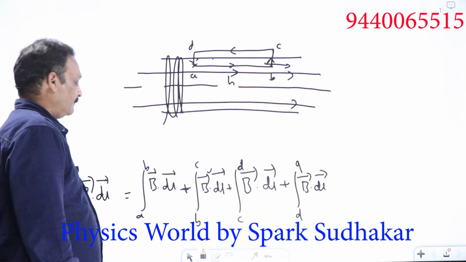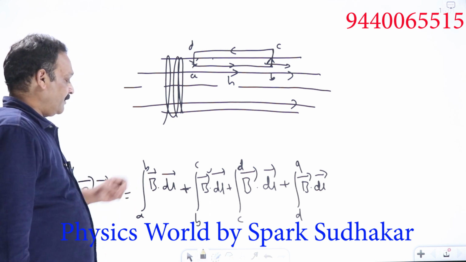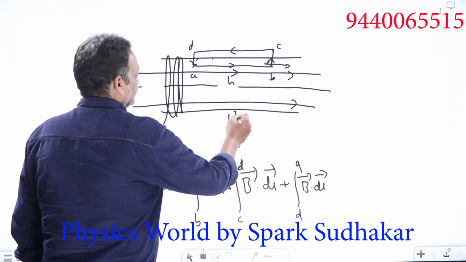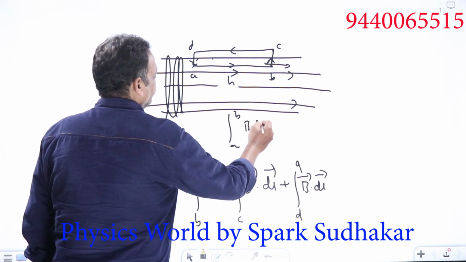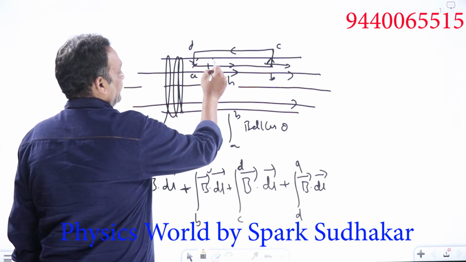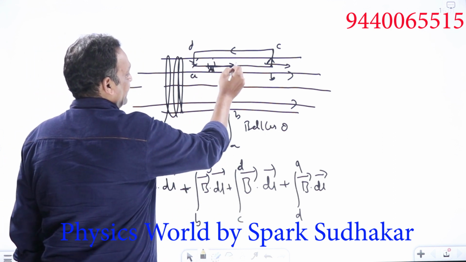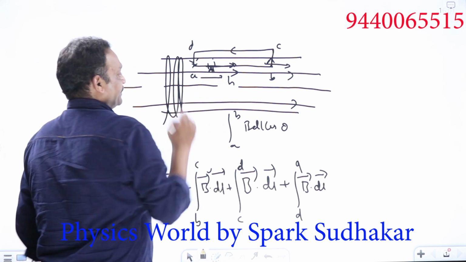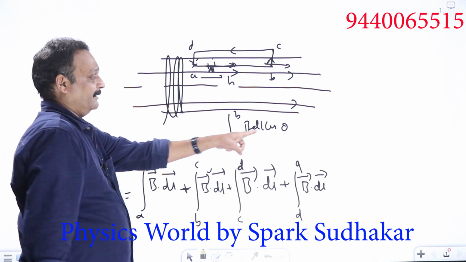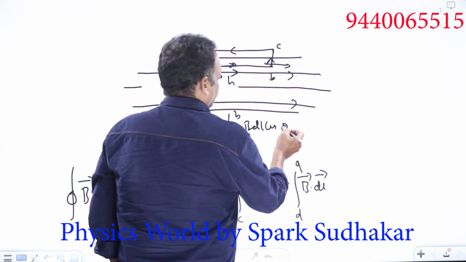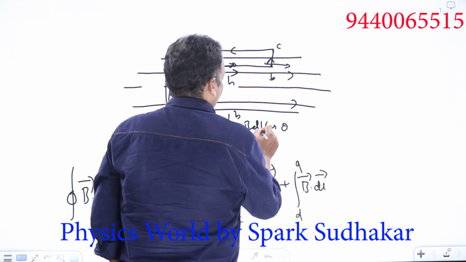D to A. Now, what is A to B, B bar dot dl bar? A to B, B bar dot dl bar means integral A to B of B dl cos theta. The small element of length dl is in this direction, and B is also in the same direction. The angle between B and dl is 0 degrees, cos 0 is 1, so it is simply integral A to B of B dl.